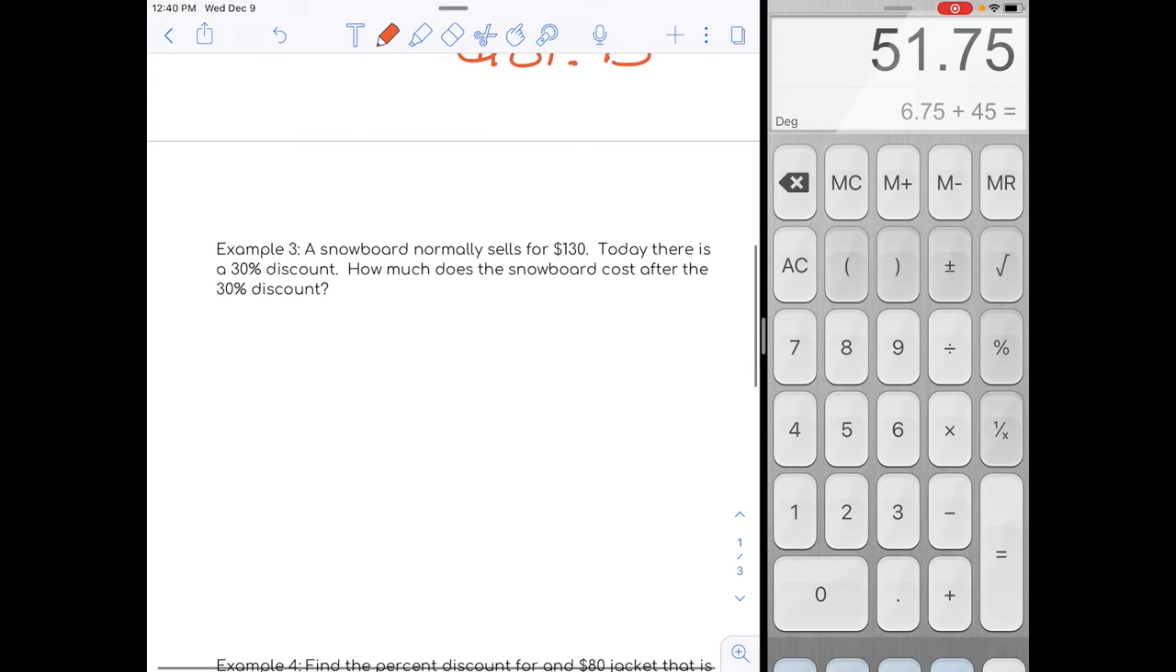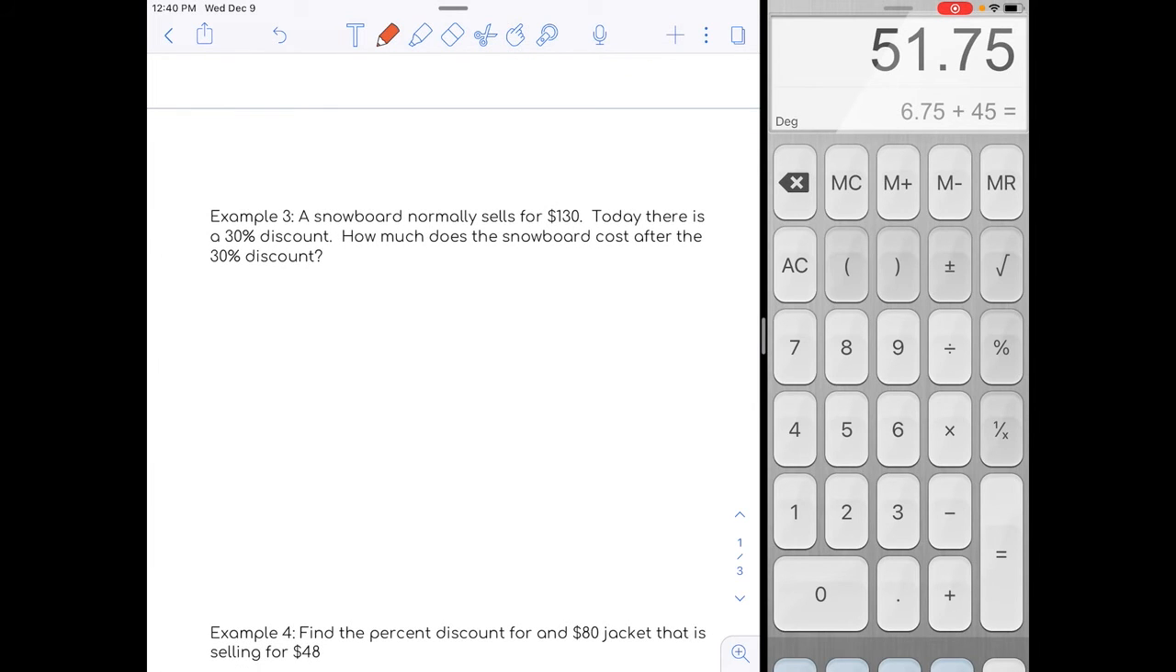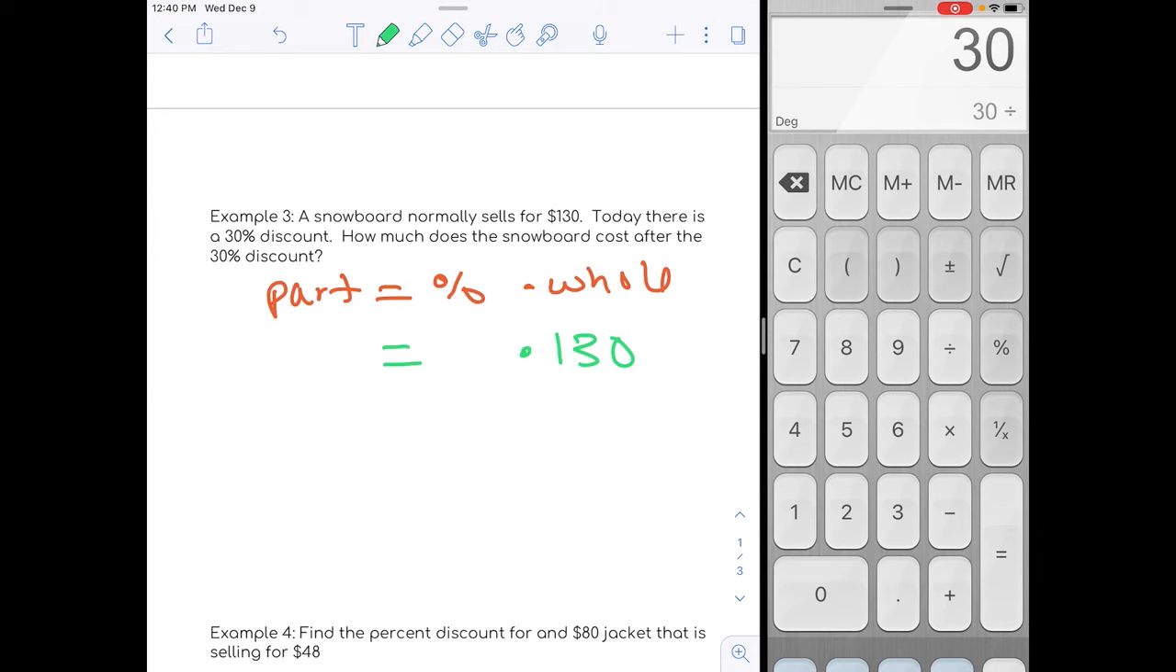All right, let's jump into discounts. So a snowboard normally sells for $130. Today there's a 30% discount. How much does a snowboard cost after the discount? So again, I want to do my part equals percent times my whole. My whole here is my $130. My percent is 30%, but I want to turn that into a decimal, so I'm going to divide by 100. So I have 0.3. When I multiply by my 130, I'm going to get 39.